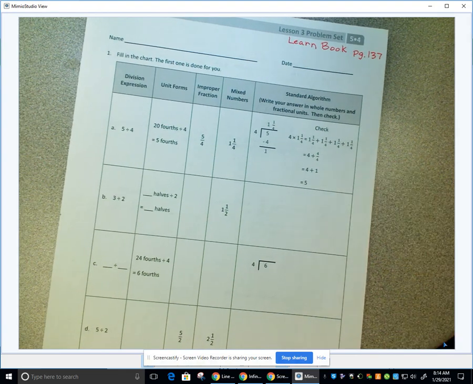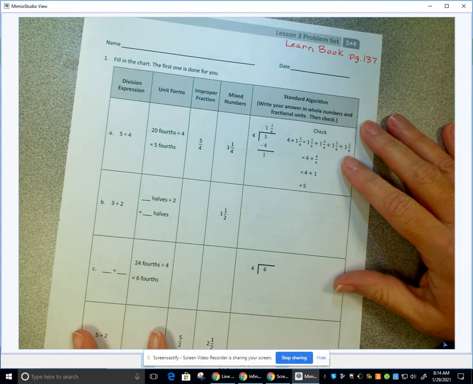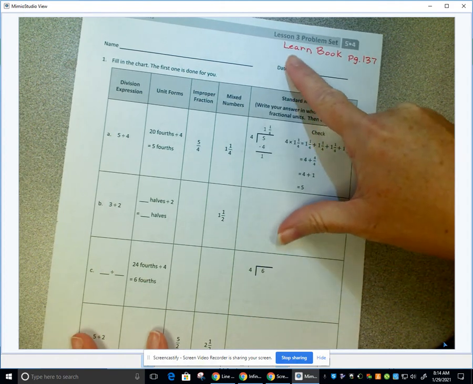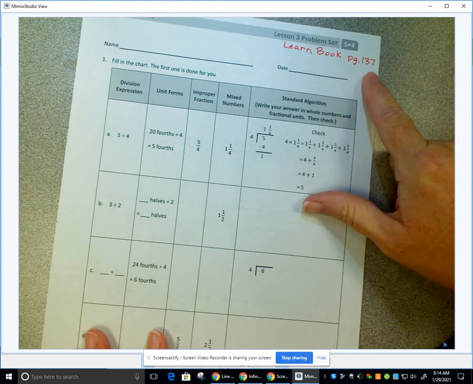Hello. Today we are continuing on from our previous lesson, and we are looking at fractions as division again. Today we won't be drawing any models for the most part. We're just going to be doing the algorithm of it all. So anyway, I'm working in the Learn book, and we're on page 137.